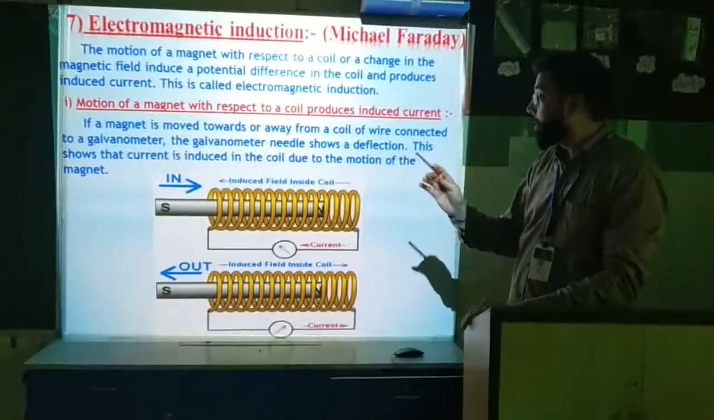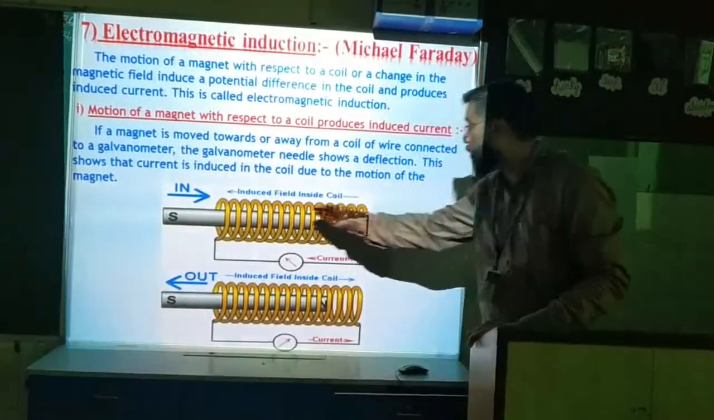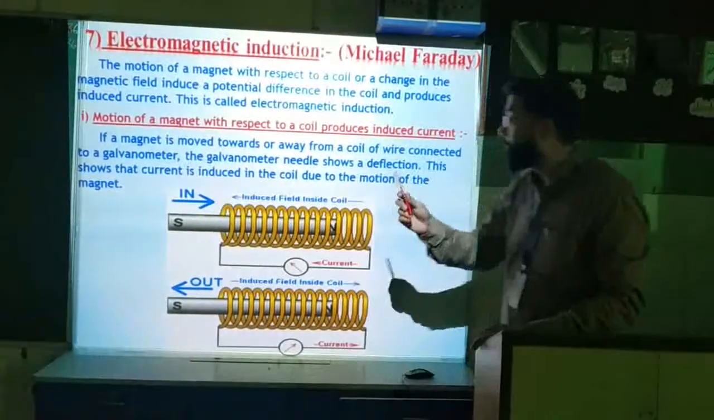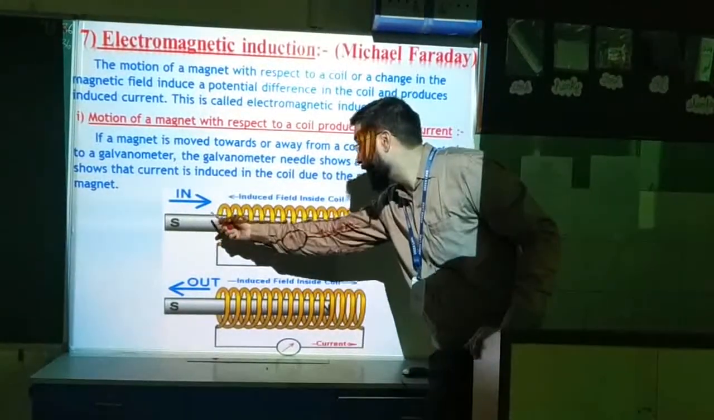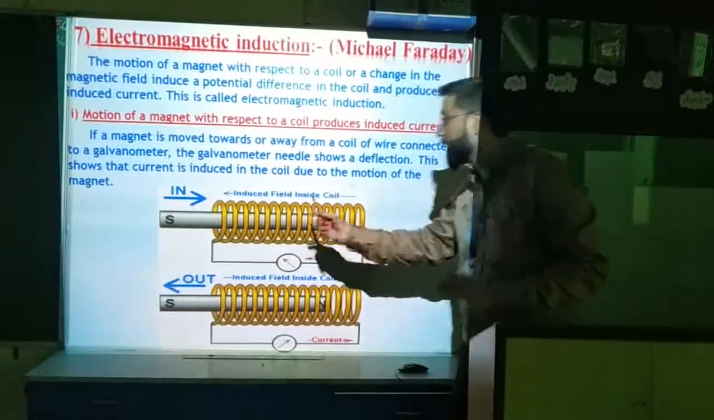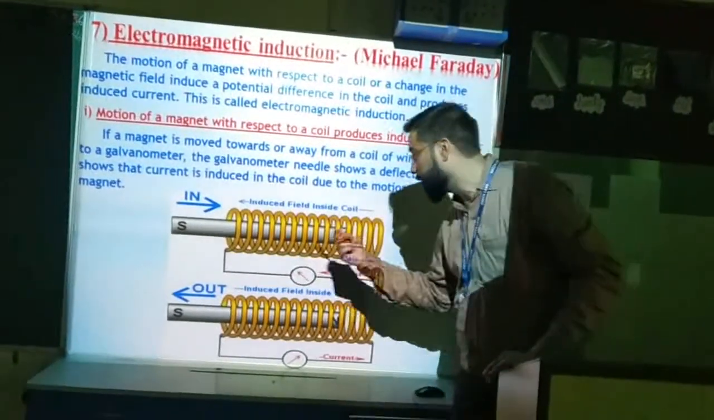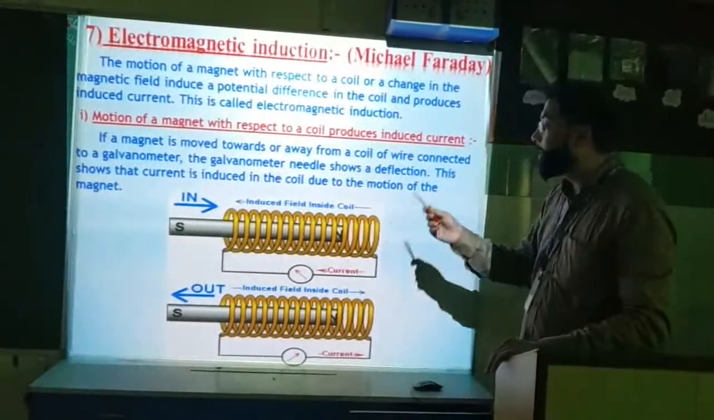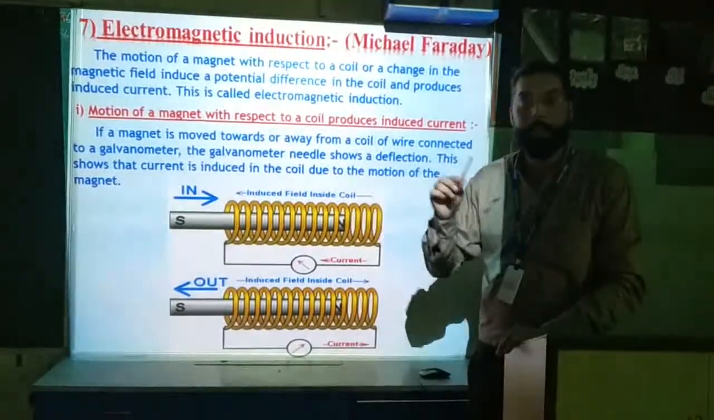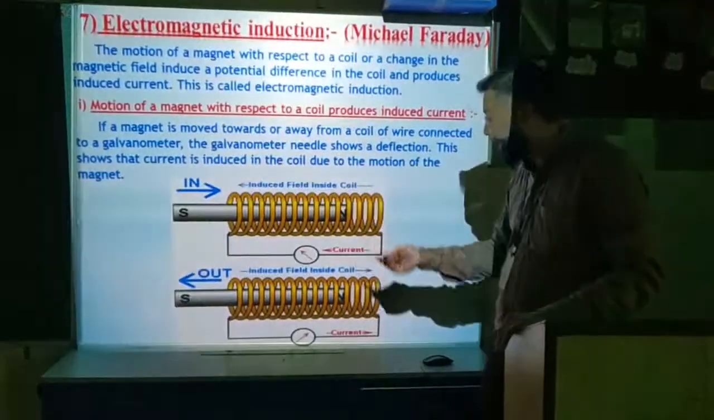The current will be induced by moving this bar magnet inside the coil or towards and away from the coil. What happens when you move this magnet inside the coil? There will be an increase in the magnetic field lines, so an induced current will be produced. And now what happens if this bar magnet moves away from the coil? Then there is a decrease in the magnetic field lines, so again induced current will be produced.